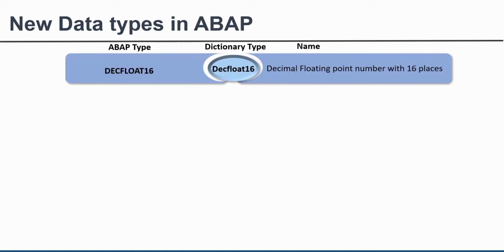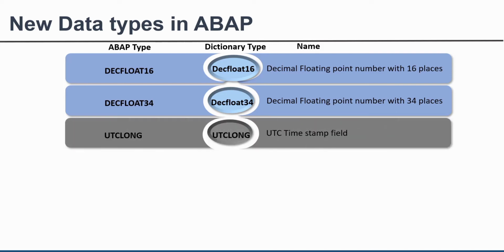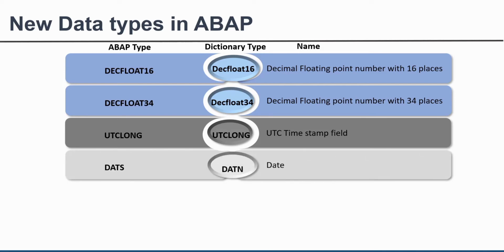Then SAP has also introduced some new data types. For example, you can see DECFLOAT16 which has been introduced in ABAP, which is a decimal floating point with 16 places. Similar to that, you also have DECFLOAT34, which is a decimal floating point number with 34 places. Then you have another important data type in ABAP, that is UTCLONG, which will help you to represent UTC timestamp field.